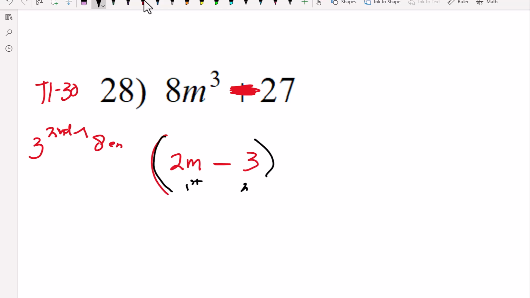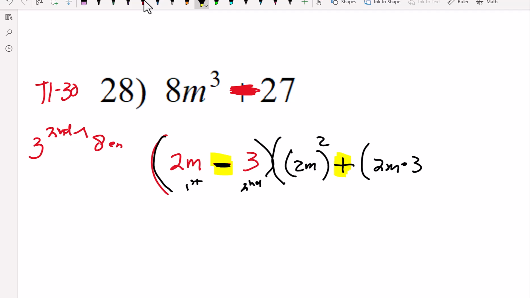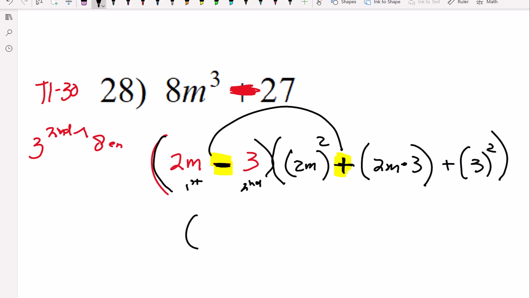So we have our first and second. Here's our first, here's our second. Now this time the operator is a subtract. So after we write the first thing squared, the opposite operator is an add. Then we write 2m times 3. Notice we don't put -3 here because we took care of the sign by changing it right there. You look at the second number always as a positive, and then it's the second number squared. So we end up with 2m subtract 3, and then 2 squared. So we have 4m squared plus 6m plus 9.